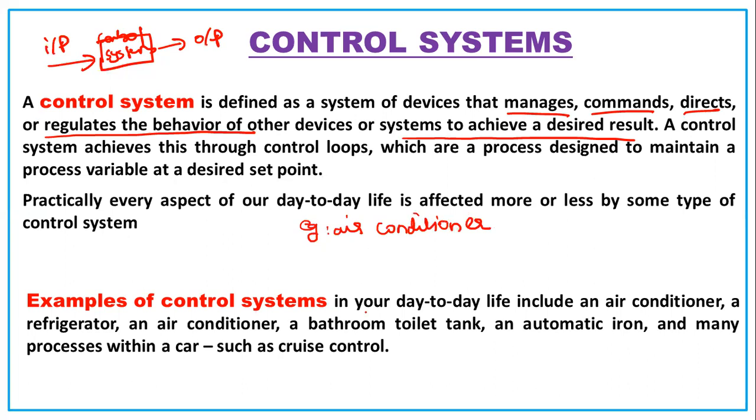Examples of control systems in your day-to-day life include air conditioner, of course, then the refrigerator, a bathroom toilet tank, automatic iron, and many processes within a car. Everybody will be driving a car, right? The cruise control is there, right? That is a very good example of a control system. The speed we can control. So this is the best example of a control system.